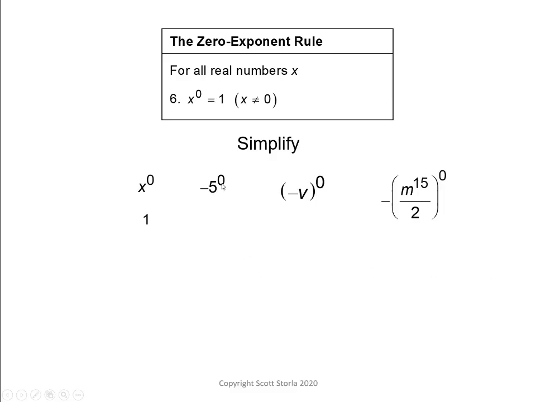For this one, remember this exponent of 0 is not affecting this idea of negative or opposite out in front, so this would just be -1. Here, because of the parentheses, this is the base, so the entire expression is a positive one. And for this last one, the base being the 15th power of m divided by 2, it really doesn't matter that it's getting more complicated. If its exponent is 0, then it's a 1, and in this case, a negative 1.